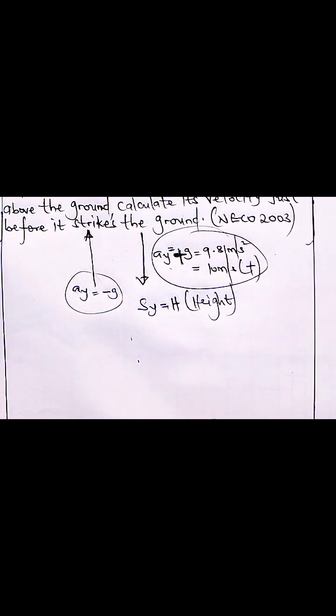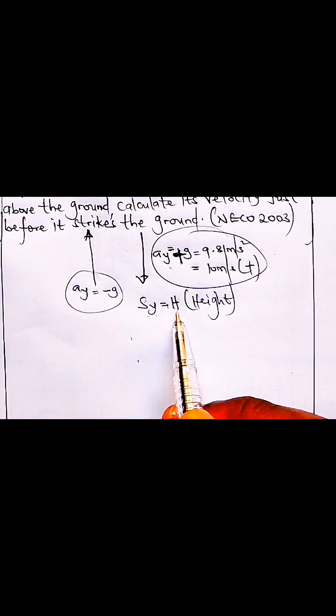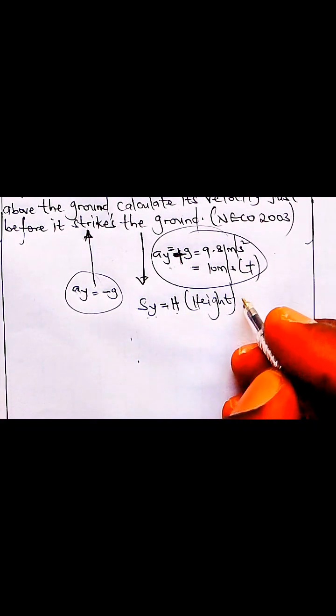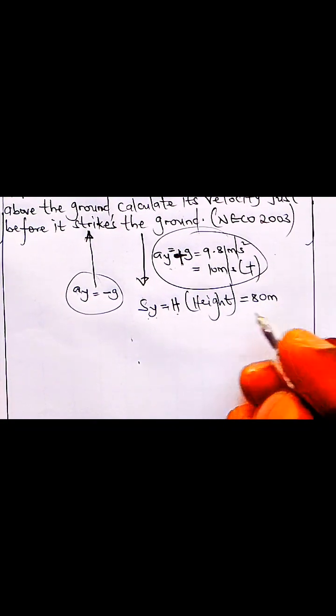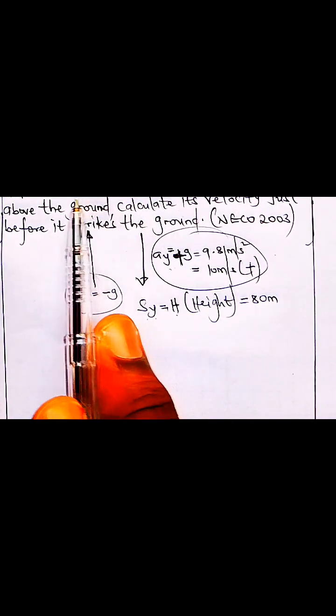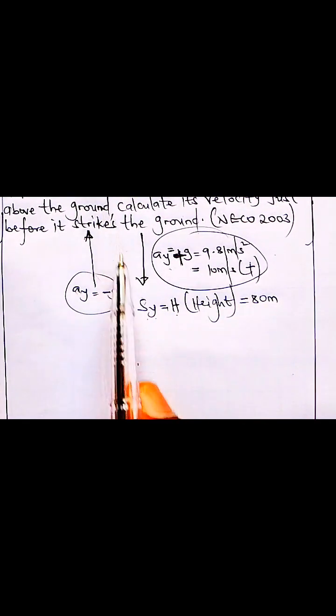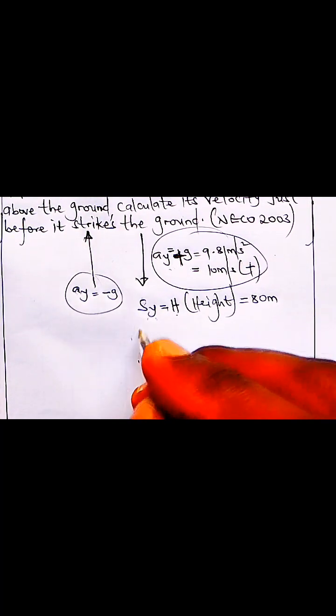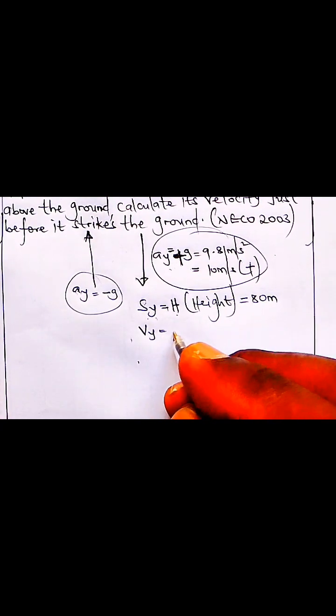So everything along the y-axis is quite different from things along the x-axis. Distance along the y-axis is h, which is height. Height is always in meters also. So the height is 80 meters, that's this distance along the y-axis. Calculate its velocity just before it strikes the ground. The stone was released from this height, so you are asked to get the final velocity before it hits the ground. So final velocity along the y-axis is what we are looking for.